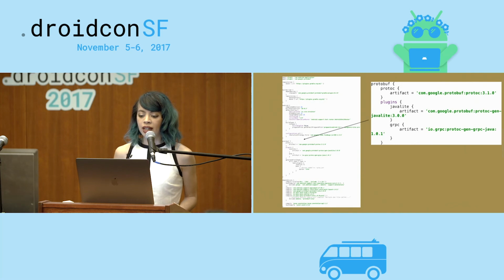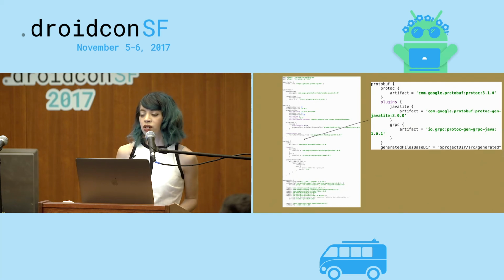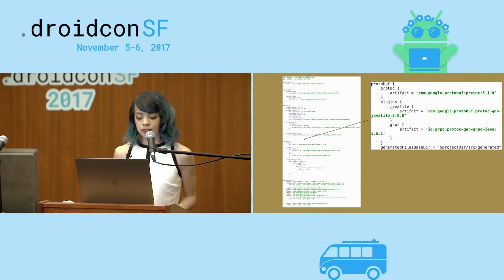Next, we're going to define plugins for code generation. So we have our Java Lite plugin and our gRPC plugin. This doesn't actually apply the plugins, we're just defining them. And like I said, you can always use a different plugin, like one for Wire, or we actually built our own plugin because the code that was generated was missing some stuff that we wanted. So we built our own plugin, and this is where you would define it also.